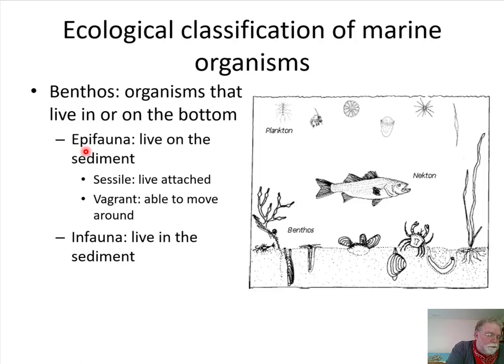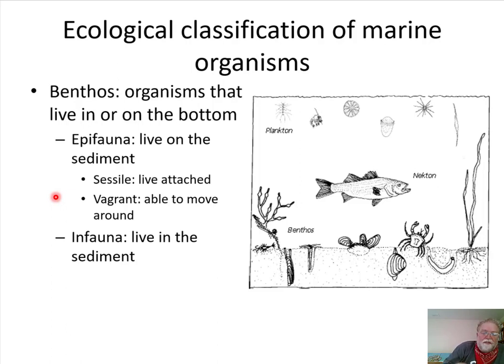So same thing with sponges, right? They live attached. Sea fans, they live attached. There's a whole bunch of animals out there in the ocean that live attached to the bottom. When they live attached, we call that sessile. If, on the other hand, they can move around, we call that vagrant, right? Vagrant doesn't necessarily mean a bum. Vagrant just means that you move around a lot, okay? And so organisms that move around, we call them vagrant.